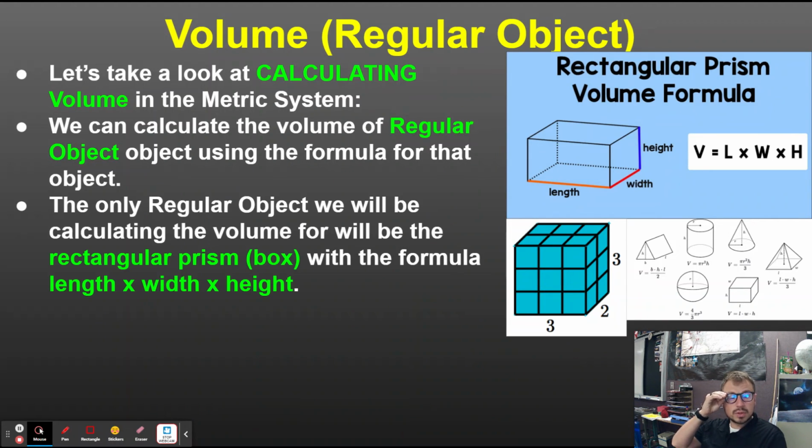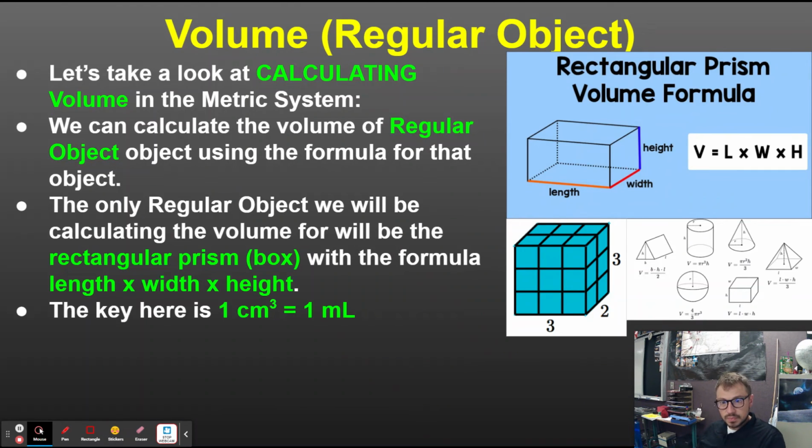Now, in this class, we're only going to focus on the rectangular prism, or the box, with the formula length times width times height. Now, here's the key here: 1 centimeter cubed equals 1 milliliter. If you're looking at that rectangular prism, you're multiplying length times width times height. Well, if we're multiplying centimeter by centimeter by centimeter, that's centimeter multiplied by itself 3 times, centimeter cubed. Now that is 1/1000th of a liter, or 1 milliliter.